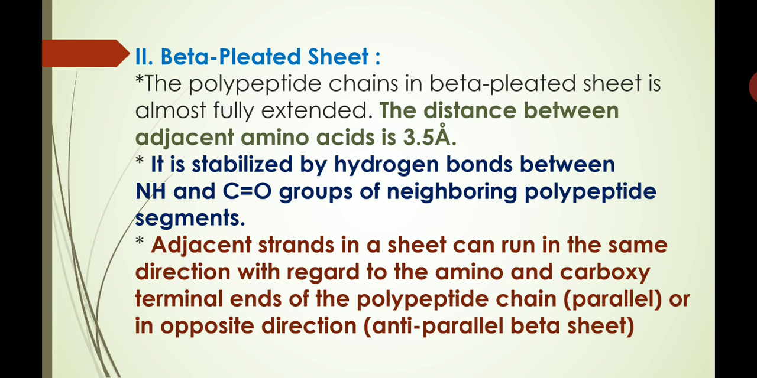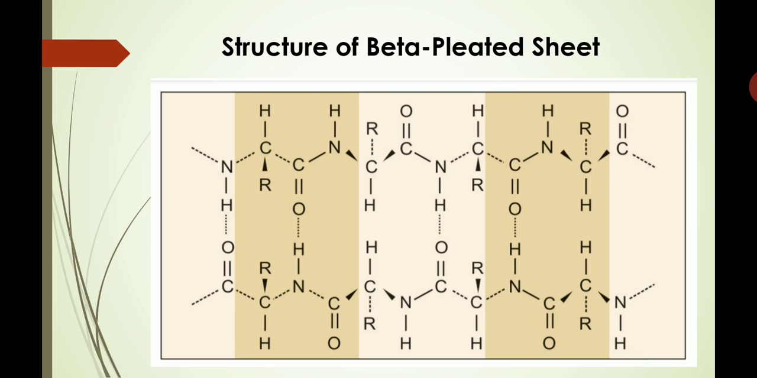Adjacent strands in a sheet can run in the same direction with regard to the amino and the carboxy terminal ends of the polypeptide chain, which we will call the parallel arrangement, or they may run in the opposite direction. This is called an anti-parallel beta sheet. As we can see here in the structure of the beta pleated sheet, the hydrogen bonds are formed between adjacent or neighboring polypeptide chains.